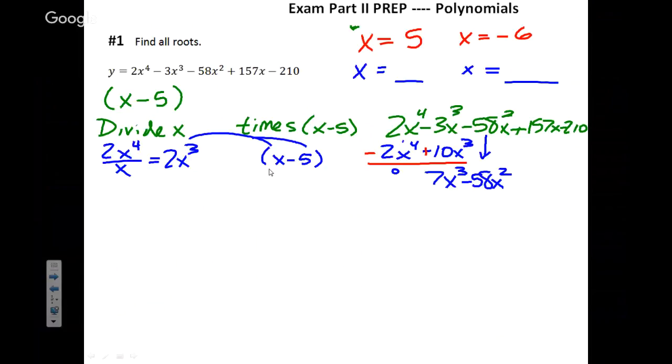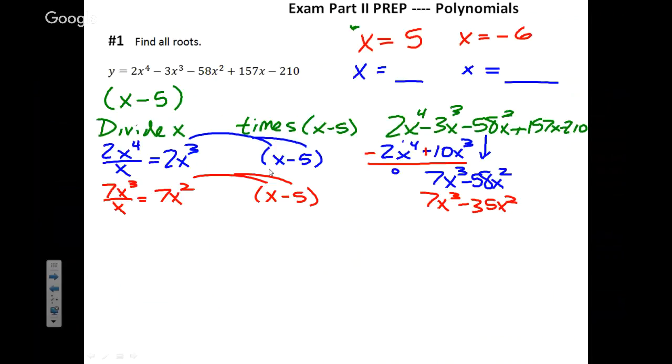So now the first thing is the 7x to the third. So 7x to the third over x equals 7x squared. That immediately gets times by x minus 5. Distribute it into both parts. We get 7x to the third minus 35x squared. That's what we want to take away from it. We have to switch our signs.